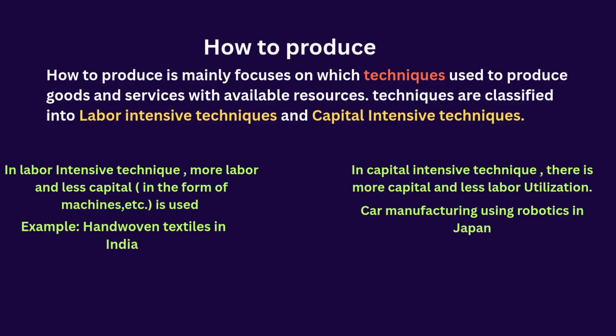When it comes to capital intensive technique, there is more capital and less labor utilization, for example car manufacturing using robotics in Japan. In Japan, humans are very few. If they are not interested in working in this manufacturing unit, they implement robotics. So it depends on the country's economy and on human availability. Okay, so that is how to produce. So we decide what to produce and how to produce.